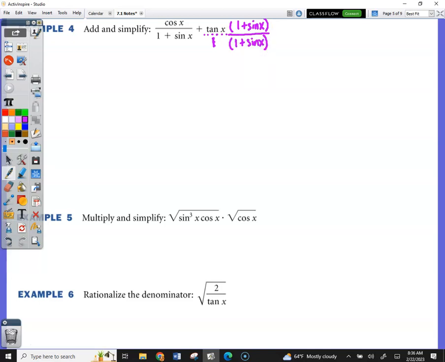You can multiply by anything as long as the top matches the bottom, because now you're just multiplying by a really fancy 1. It's ugly, but it's just 1. So I'm not changing the value of anything. Then I said to myself, okay, I know now I can write one big fraction, right? I've got cosine plus tan times 1 plus sine, and it's all over 1 plus sine. Yes? 2 ways to write this.